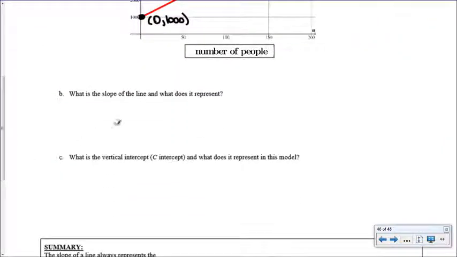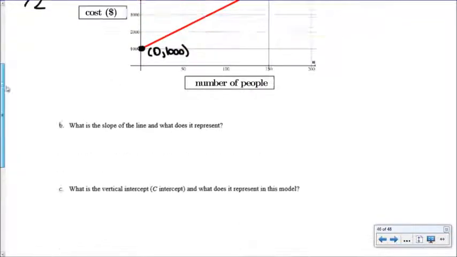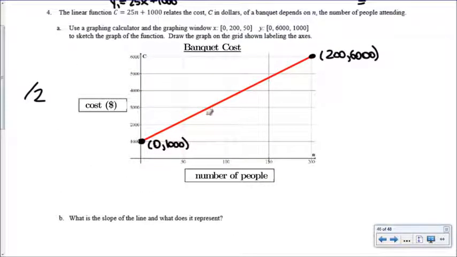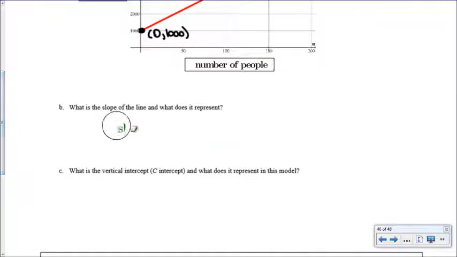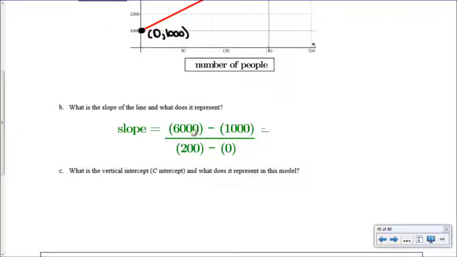Next, what's the slope and what does it represent? We can use our endpoints here, and plug that into the equation. So slope is that. 6,000 is the max y value, and 1,000 down here. 200 is the max x, 0 down there. 6,000 minus 1,000, 5,000 divided by 200, and then simplify, $25 per person. So that's like the cost per person.